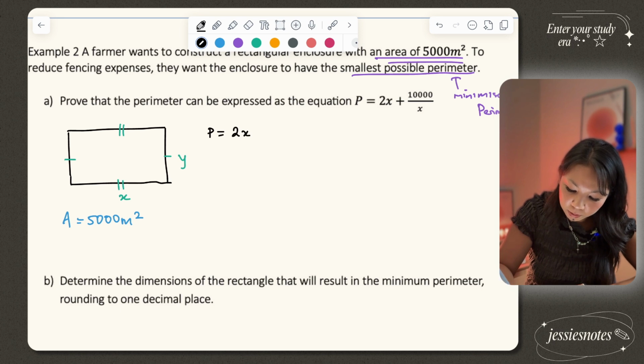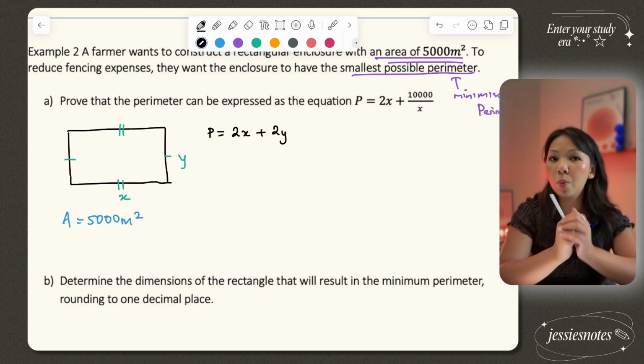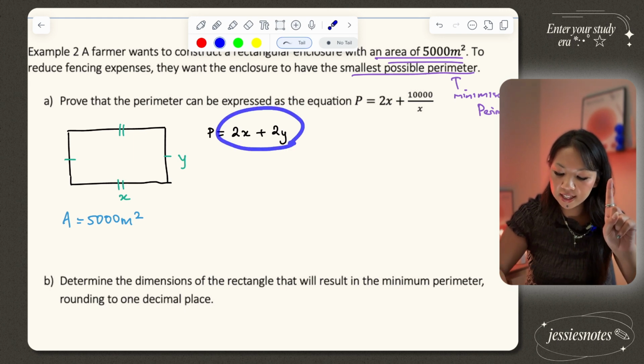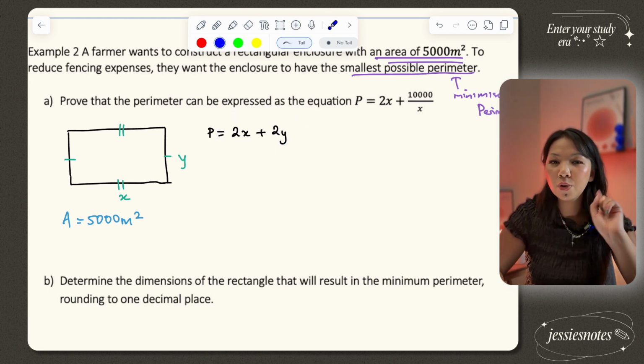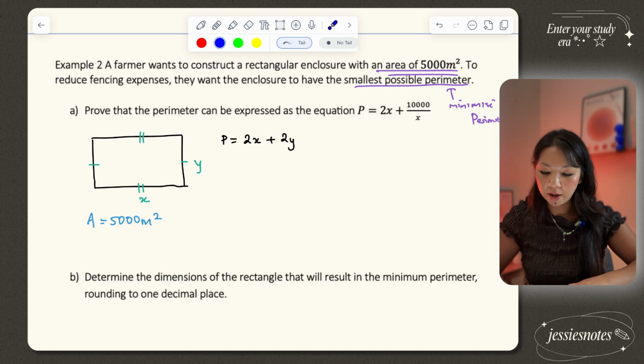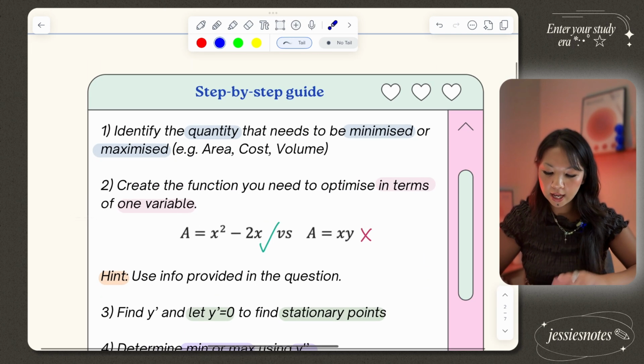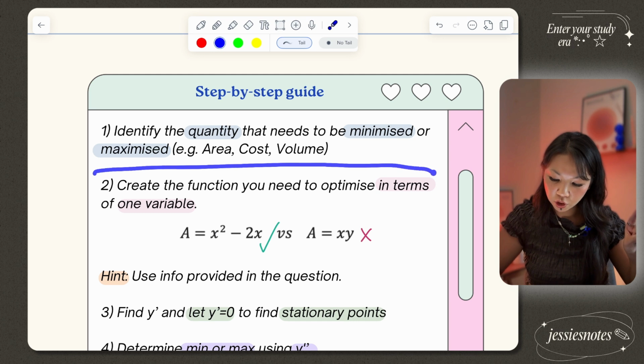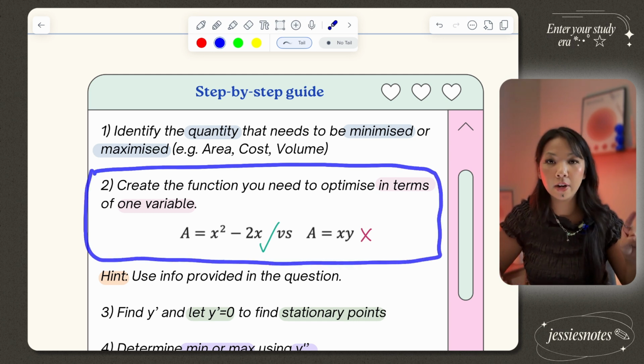Well, the perimeter can be represented as 2x plus 2y. Awesome. But you can see here that this is not ideal. The reason why is, if I go above to the steps, if you look at the step-by-step guide, step number 2 says create the function you need to optimize in terms of one variable.